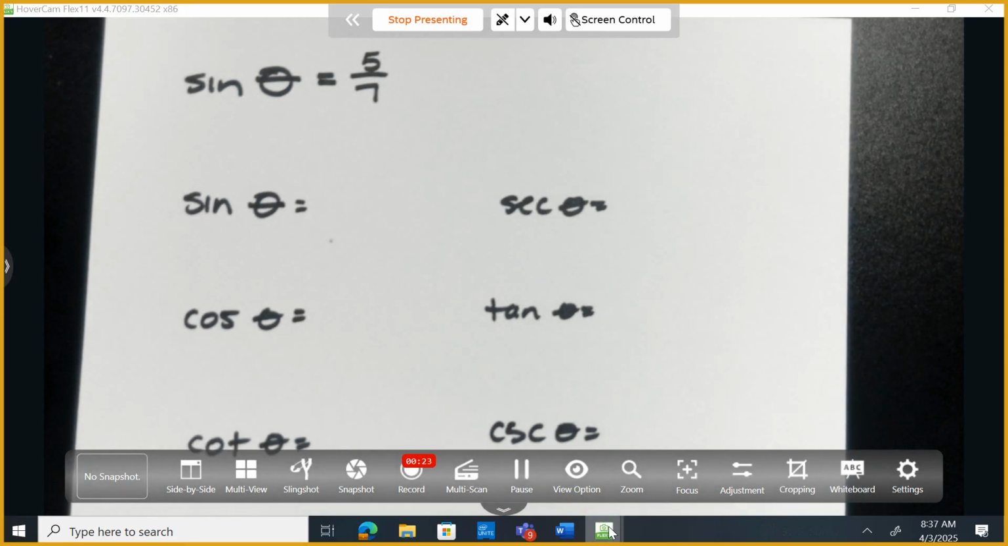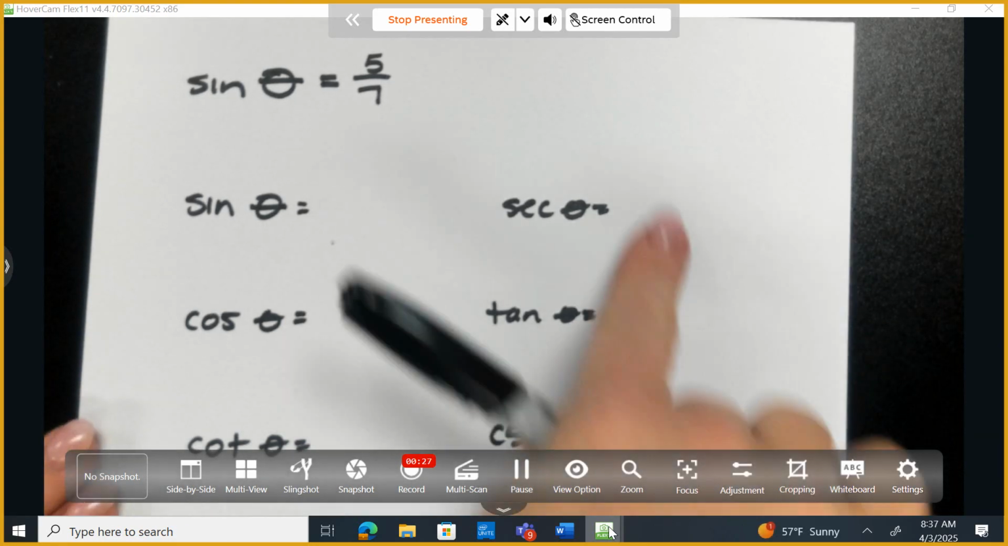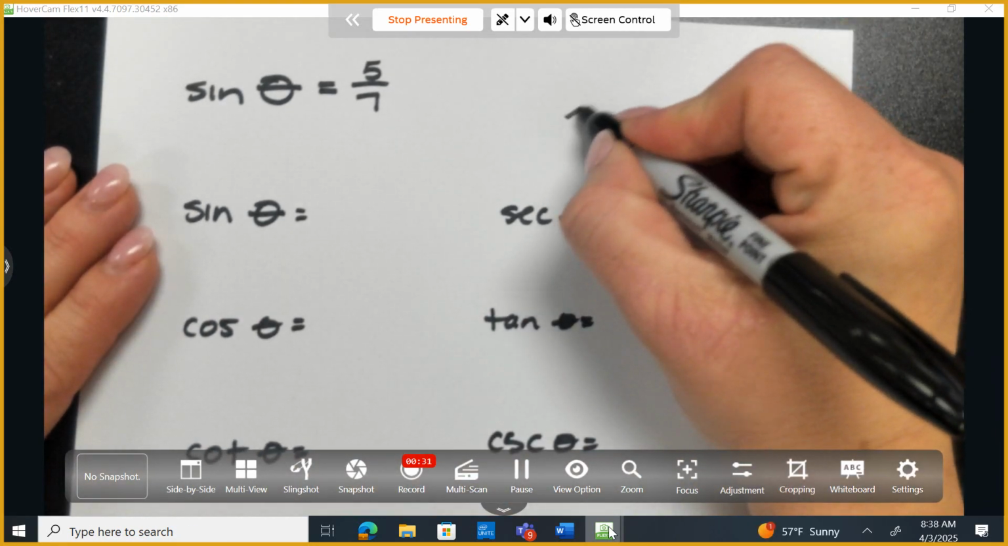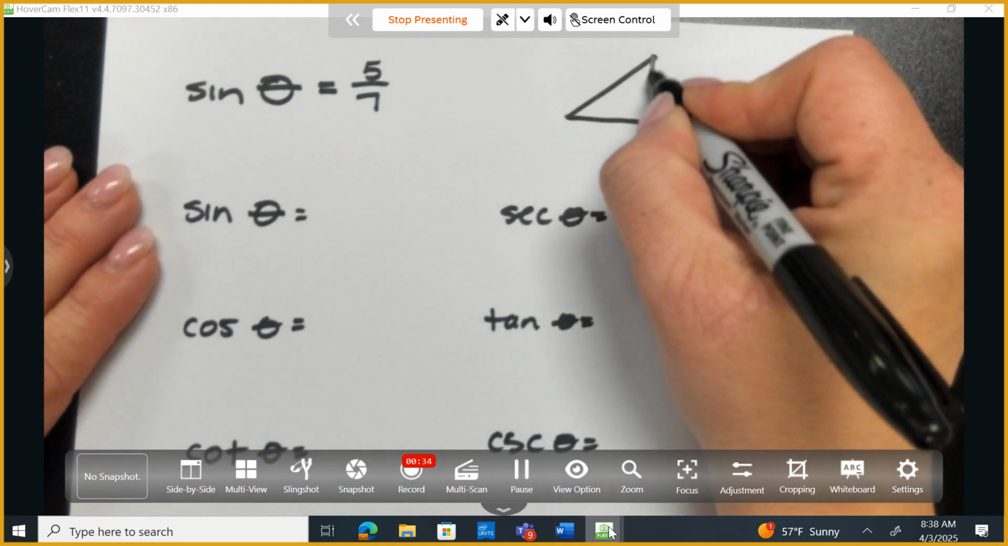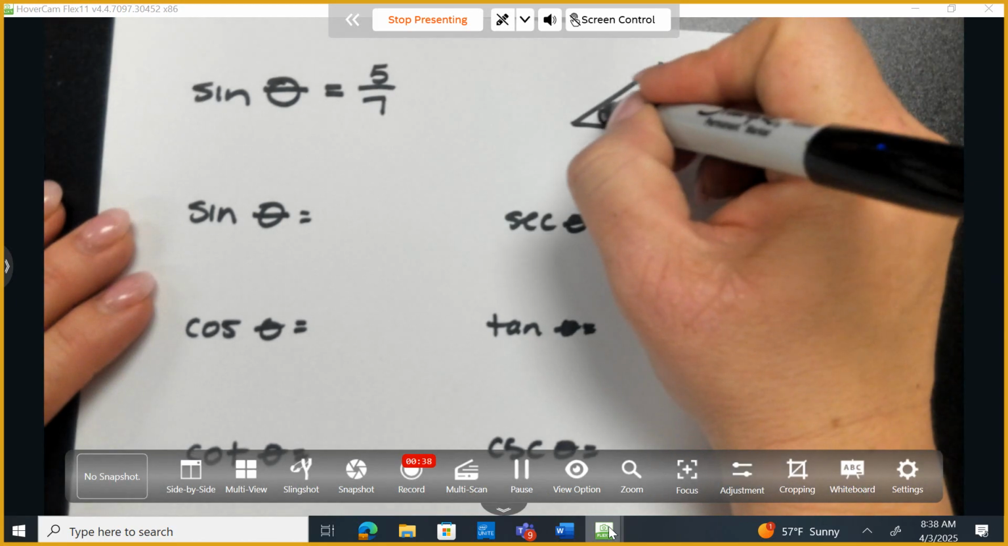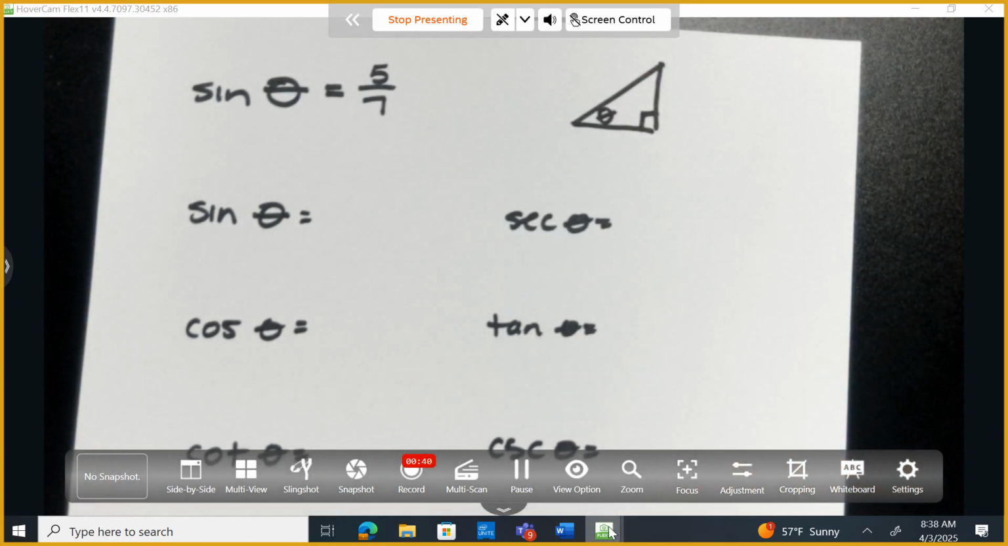And so we're going to determine what the missing side is. We're going to create a triangle here, and then we're going to come up with the exact values for each of these trig functions. Do me a favor. We're going to make a right triangle, and we're going to pick any angle that's not the 90-degree angle, and we're going to put a little theta there.